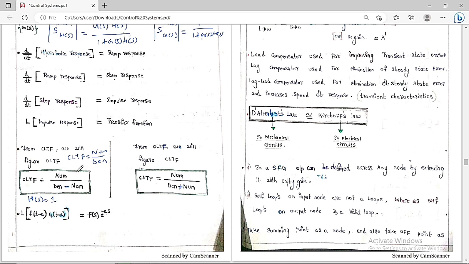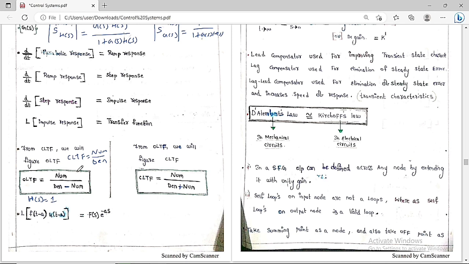So therefore we can say that if the given closed loop transfer function is the ratio of numerator by denominator, then the open loop transfer function is equal to numerator by denominator minus numerator. This shortcut is valid only when H of S is equal to 1. So what is the open loop transfer function? G of S into H of S, and H of S is equal to 1. So therefore the open loop transfer function is equal to G of S.